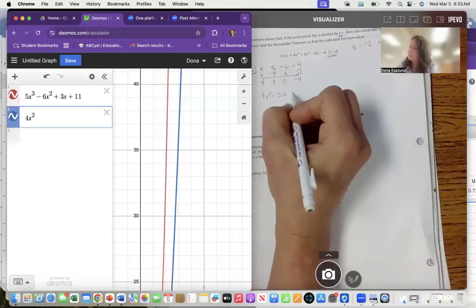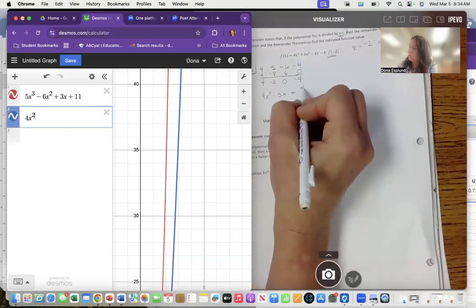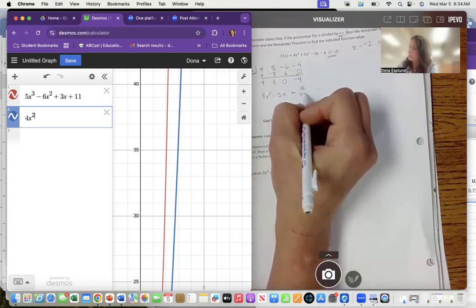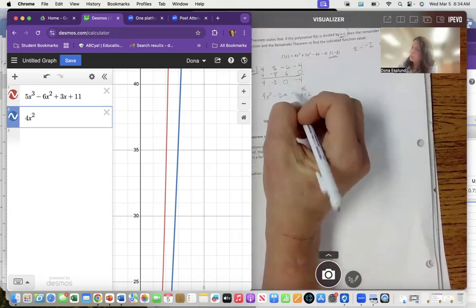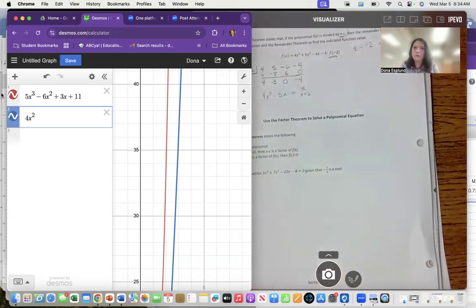And then I have plus or minus 4 over (x minus 2)(x plus 2), which is how I would write that as a reduced polynomial. But let's just check to see if I get 4. So I'm going to put in my original function. So 4x to the third.